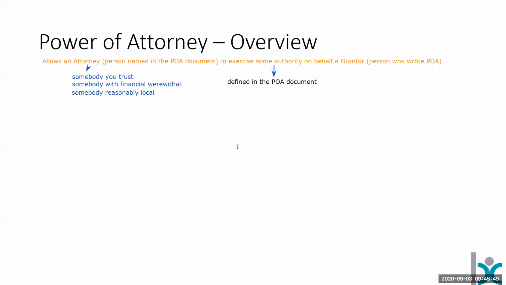Okay, so the authority is going to be defined in the POA document. Is it simply administrative? Do they have property rights? That is, can they buy, sell, dispose, mortgage property for you?